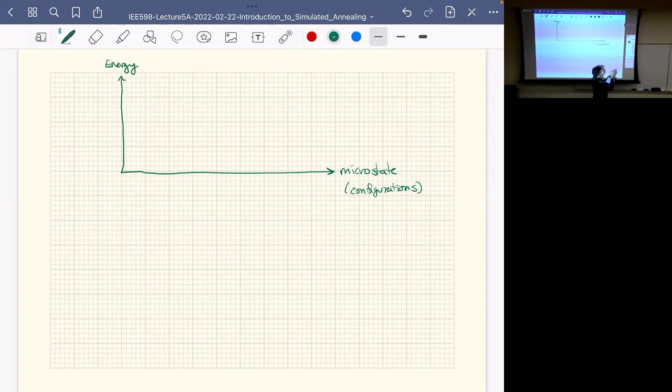Oh, and I saw there's a question online. I'll get to that in just a second after I draw this graph.